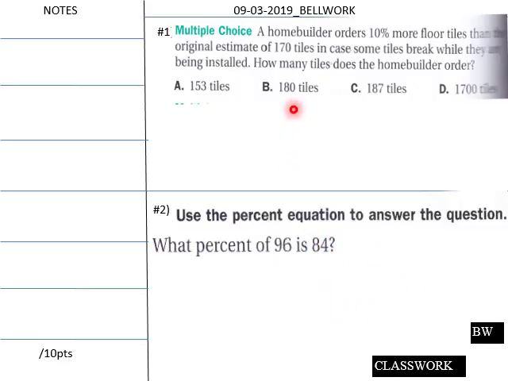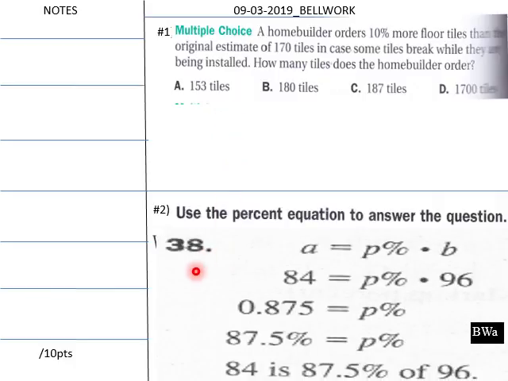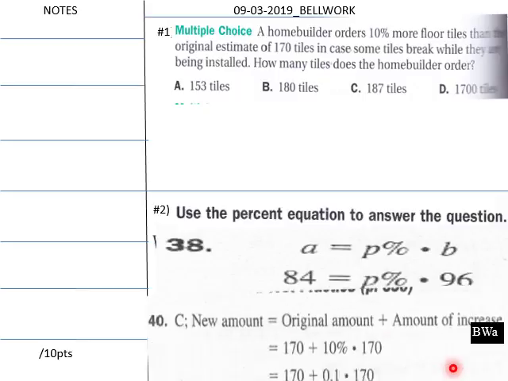Give your students about 5 minutes. Okay, welcome back. For number 2, the solution is right here: 84 equals what percentage of 96? You solve for your percentage and get 87.5, so 84 is 87.5 percent of 96.